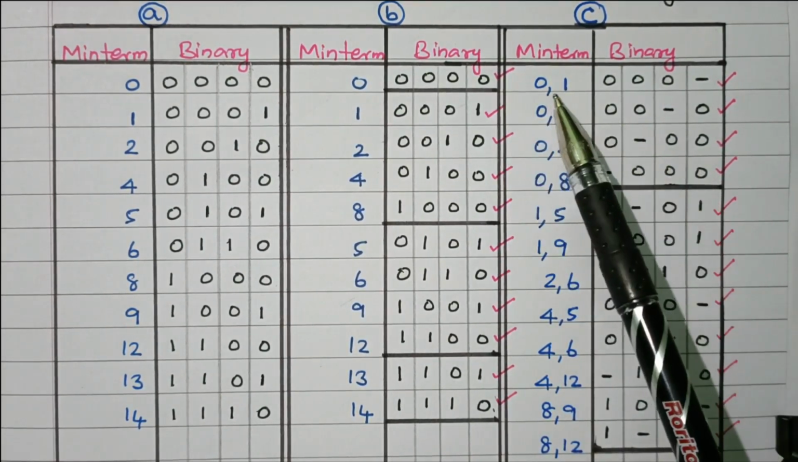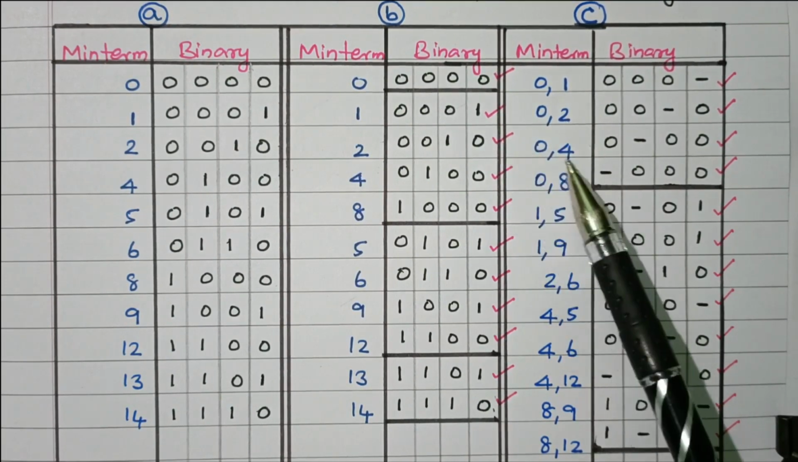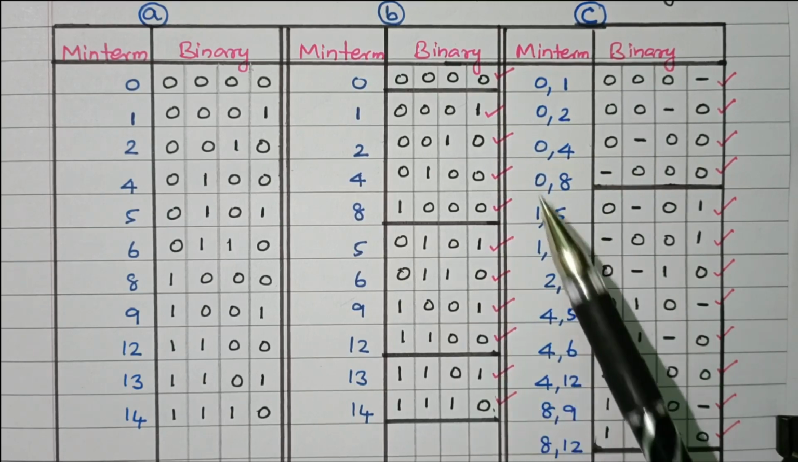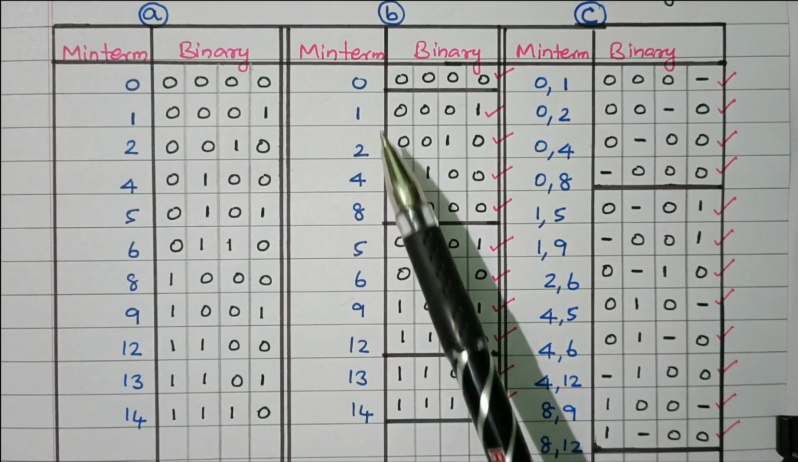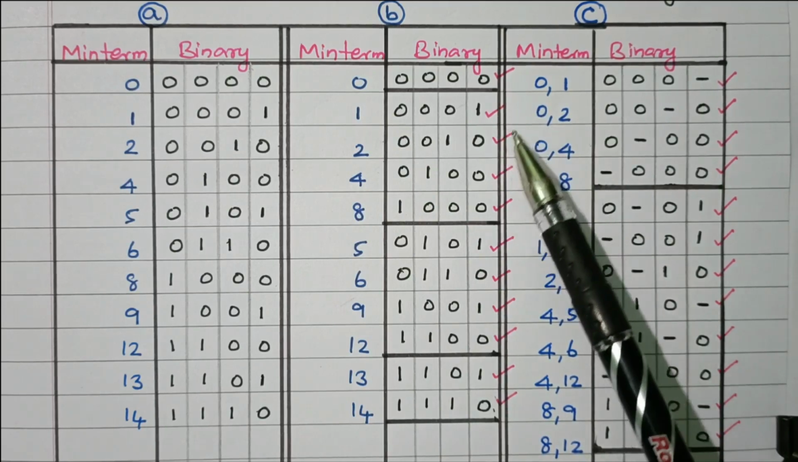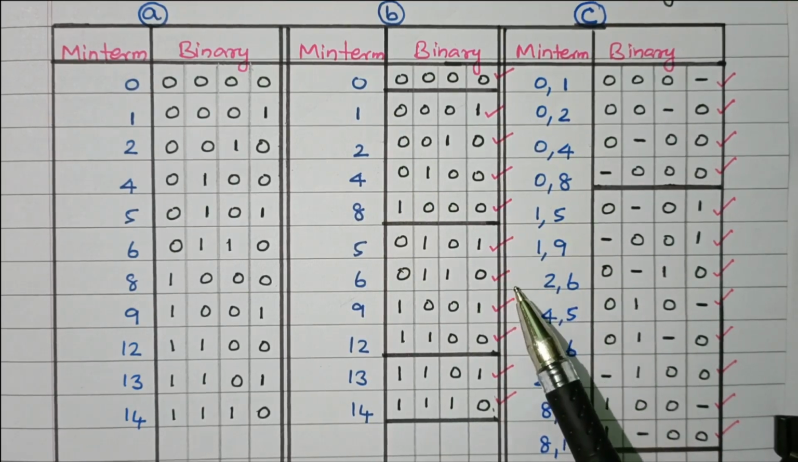Right. For example, 0 and 1 is covered. So 0, 1 covered. 2 also covered. 4 is covered. 8 is covered. Like that we have to put the tick mark. So all are covered. At least one term is compared here. Starting from 0, 1, 2 up to 14, all terms are covered here. So we have to put the tick mark. If the tick mark is there, that is not a prime implicant. The tick mark is not there means that is a prime implicant.